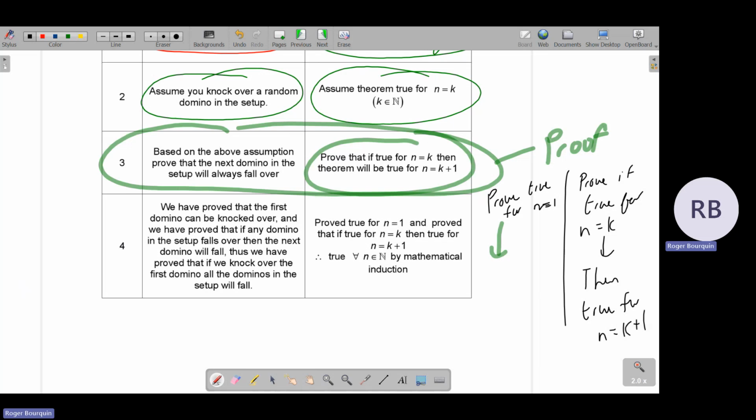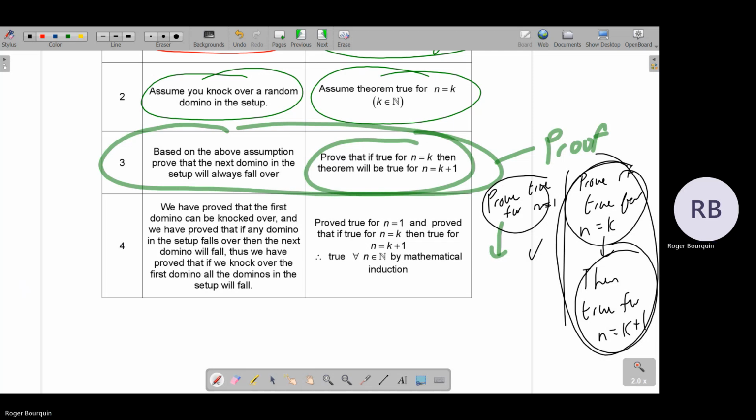Now, do you understand the logic? If you combine this with this, listen, because if you get this, you get induction. We prove that the first one can be knocked over. That's true. We prove that if one domino falls over, the next one will always fall over. What does that do? If you combine this side with this side, what does it mean? Prove that if it's true for n is equal to k, then it's true for n is equal to k plus 1. So basically, there's two parts to this proof.